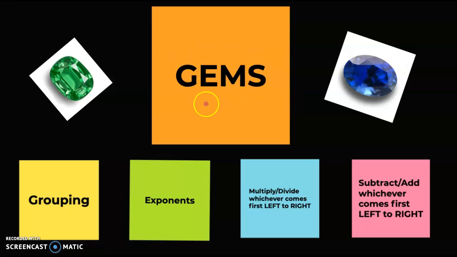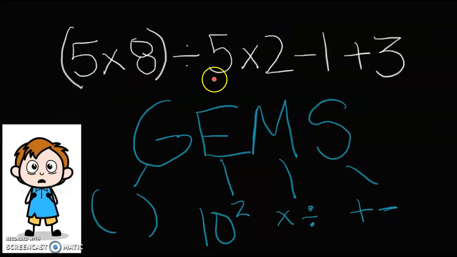I have a nomenclature, or a way for you to remember how to solve a problem, and this is through GEMS. We are first going to do grouping, then exponents, then we're going to multiply or divide, whichever comes first, left to right, and then subtraction or addition, whichever comes first, left to right. So let's take a look at a problem.